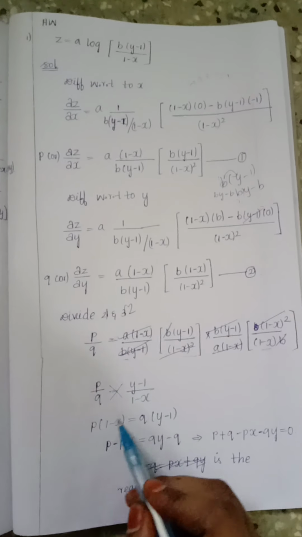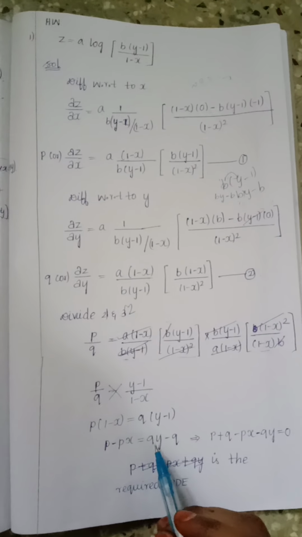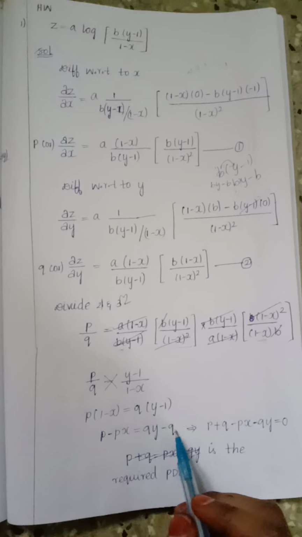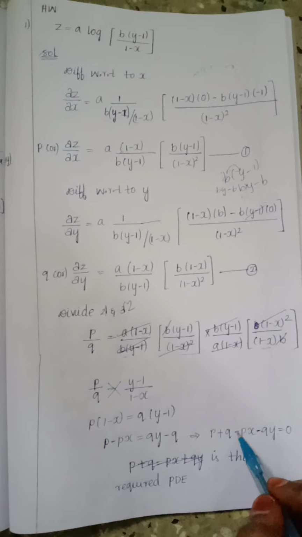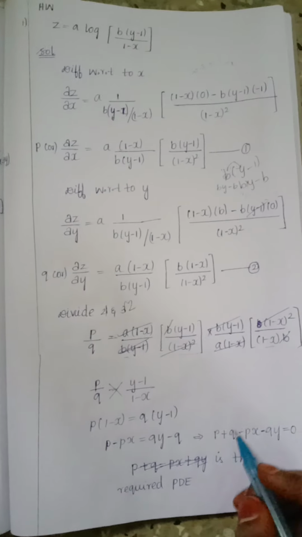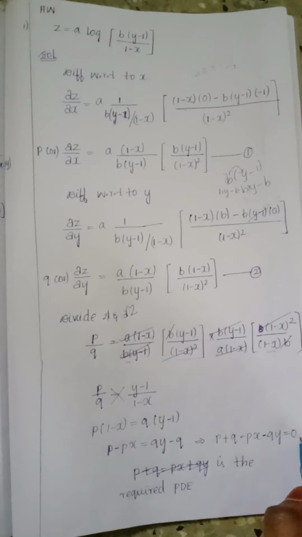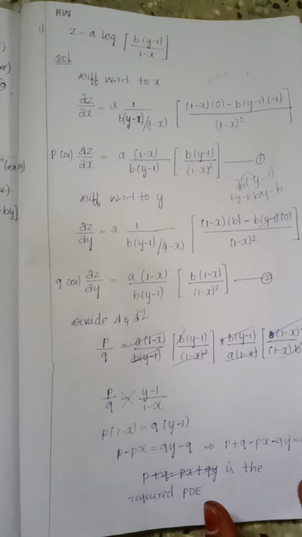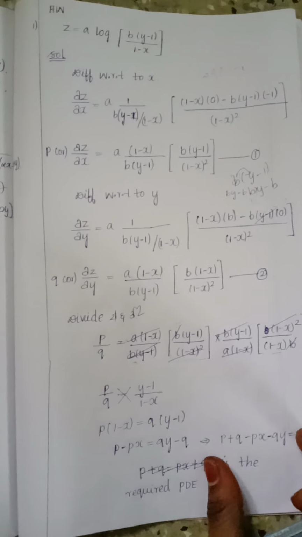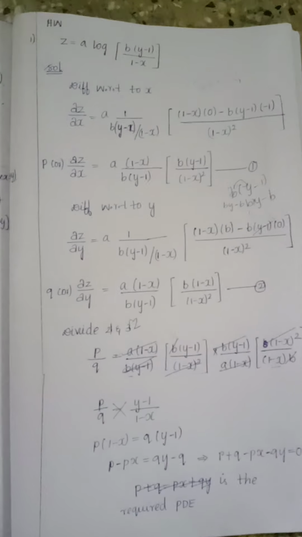If we multiply inside, we get p minus px equals qy minus q, and this can be changed by taking the terms to the left side: p plus q minus px minus qy equals 0. This is our partial differential equation. If we solve this equation, we get the answer. So this is the solution for this question. Hope you all understood, and thank you.